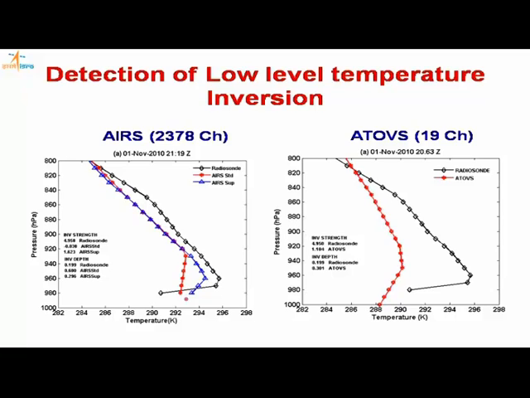This blue one is AIRS hyperspectral sounder derived temperature profile, and this black one is radiosonde derived temperature profile. So if you want to study the temperature inversion in the thin atmospheric layer, and that is very important for fog forecasting, we have to have a hyperspectral sounder making observations.